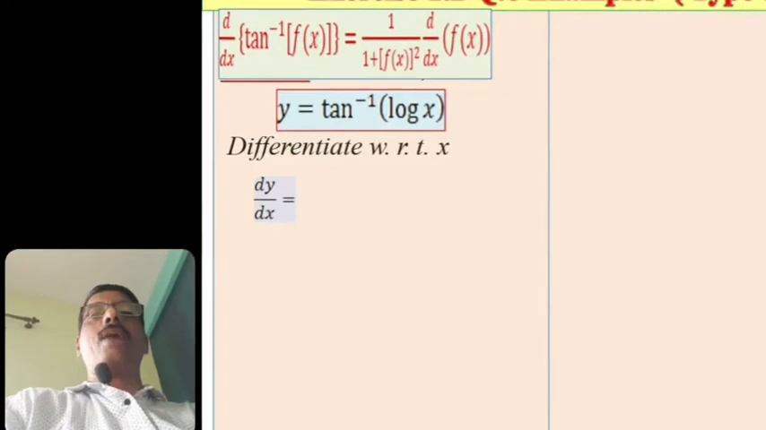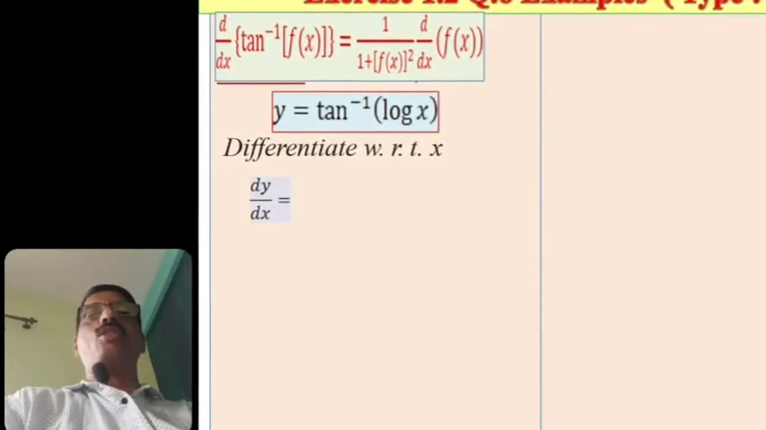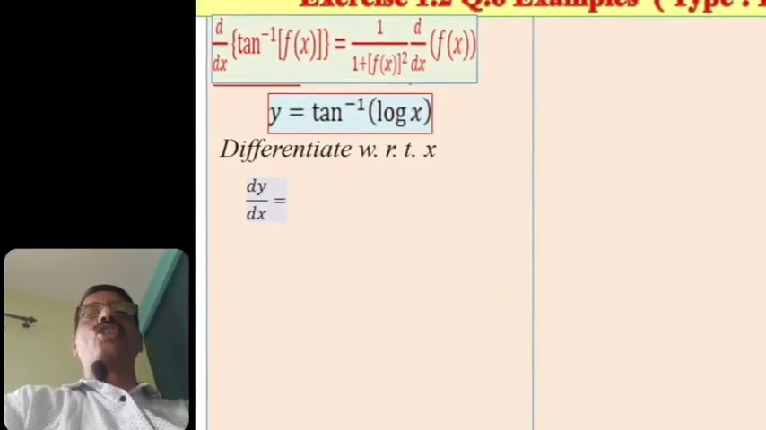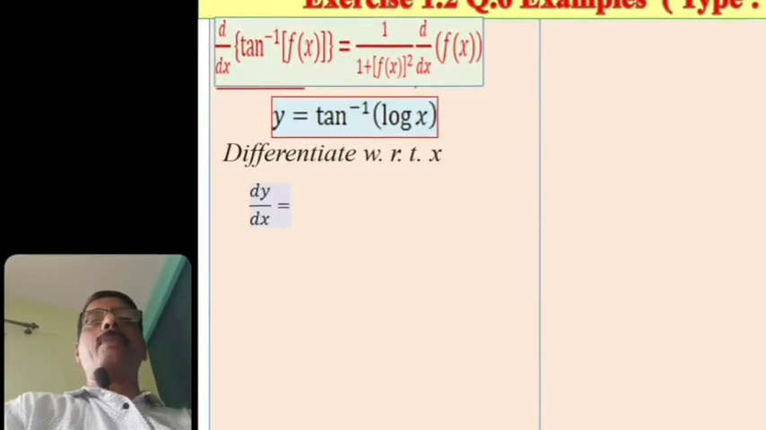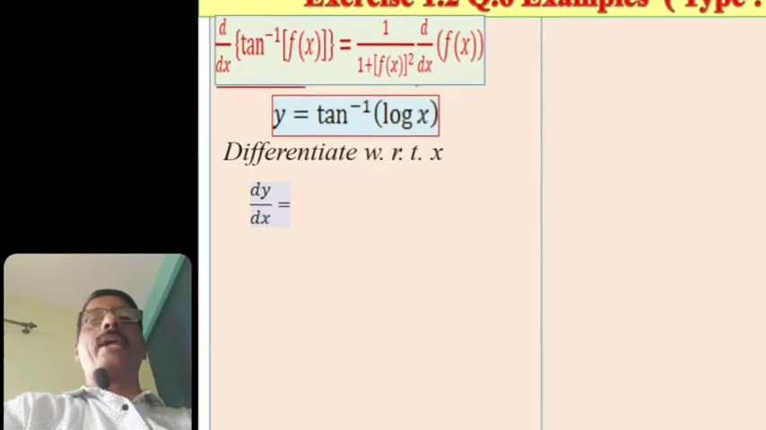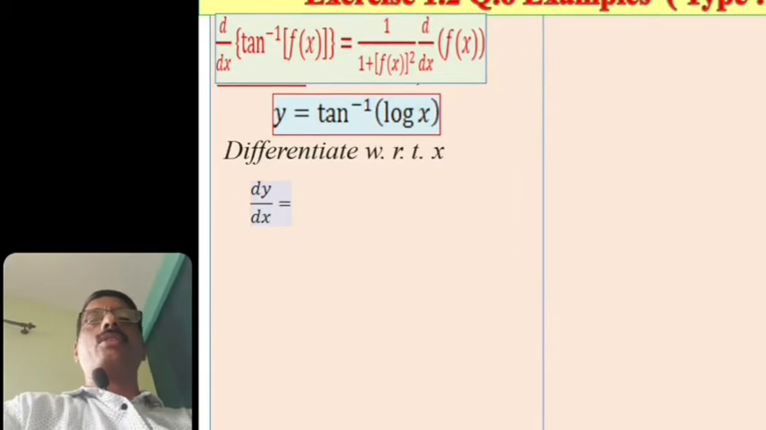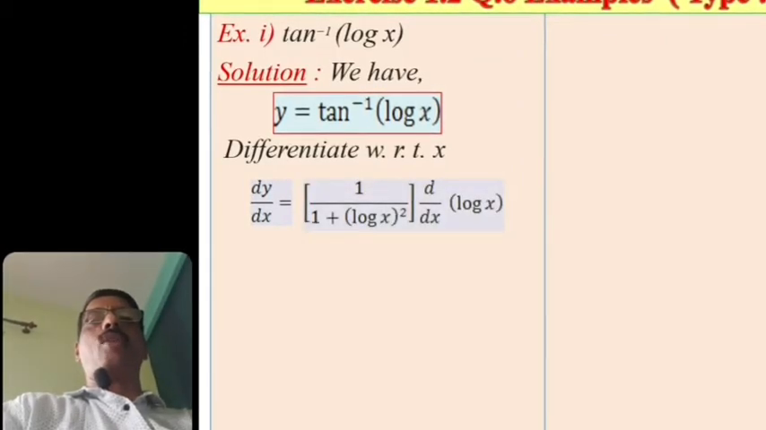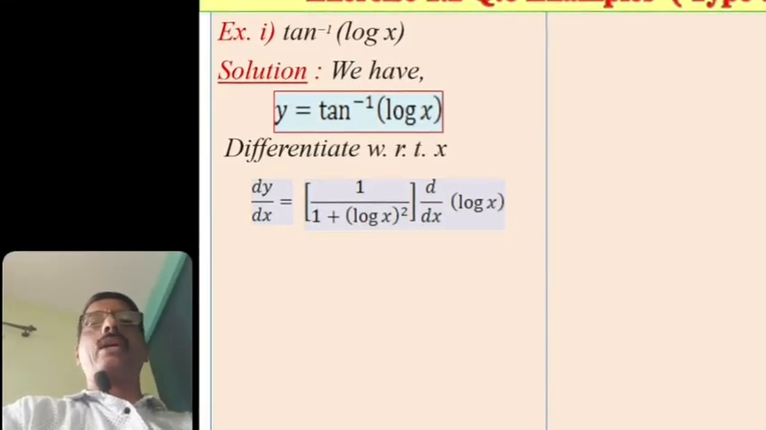That is d by dx of tan inverse of f of x equal to 1 upon 1 plus f of x bracket square into d by dx of f of x. Okay, that is the formula. By applying this formula, we can find the derivative of tan inverse of f of x, where f of x is taken to be log of x, and therefore the derivative becomes 1 upon 1 plus log of x bracket square into d by dx of log of x.